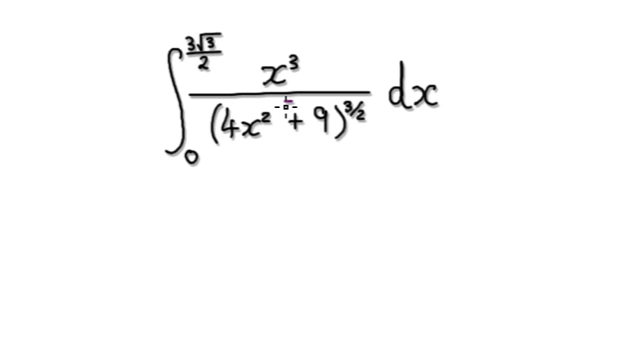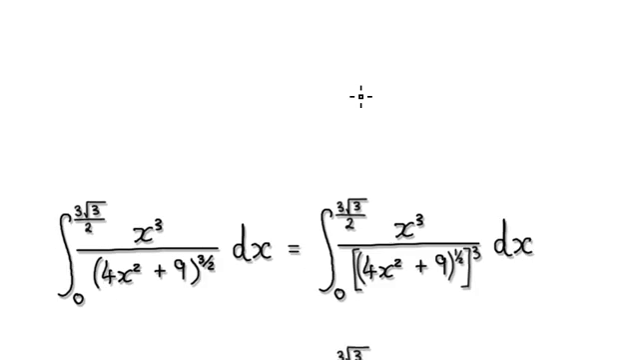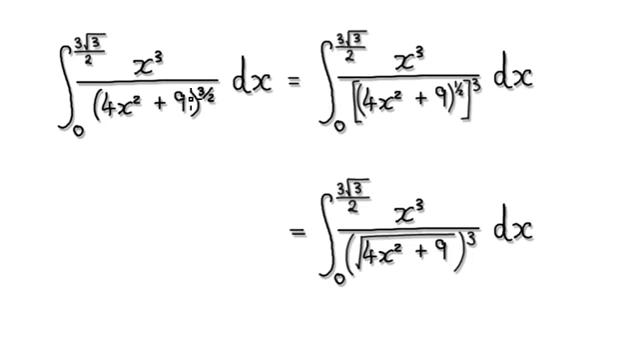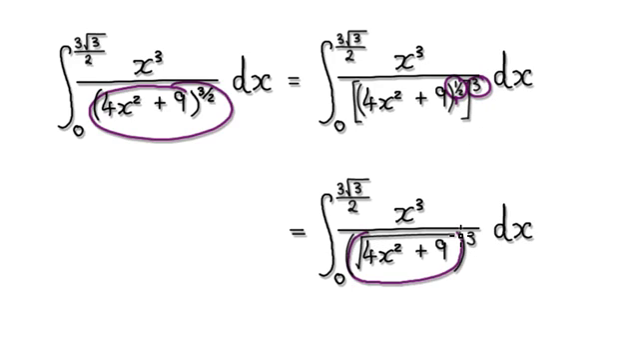Okay, so to integrate this, rewrite this thing here, rewrite the power of 3 over 2 as this. So you've got something to the power of 3 over 2, rewrite it as to the power of a half, and then you cube it. And then to the power of a half is really the square root of something.